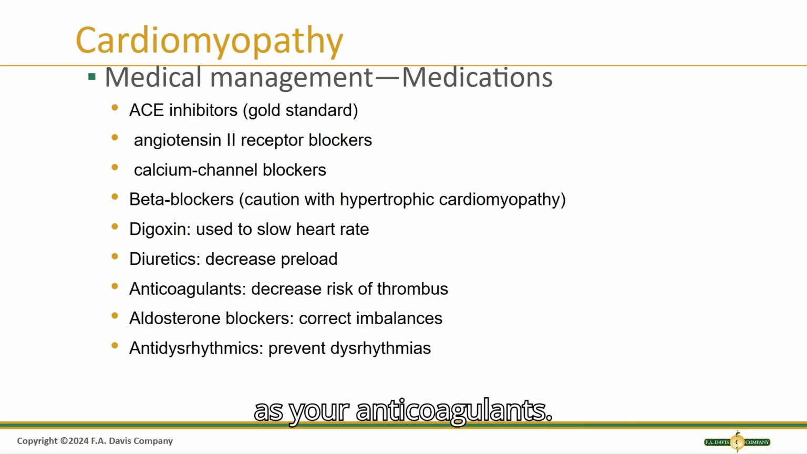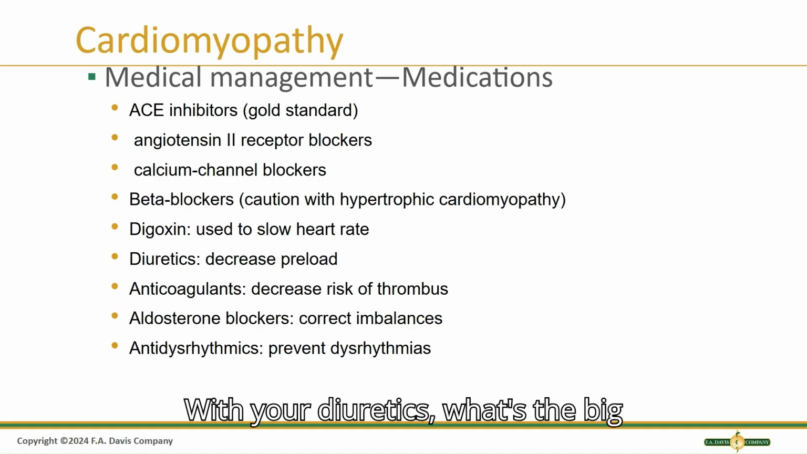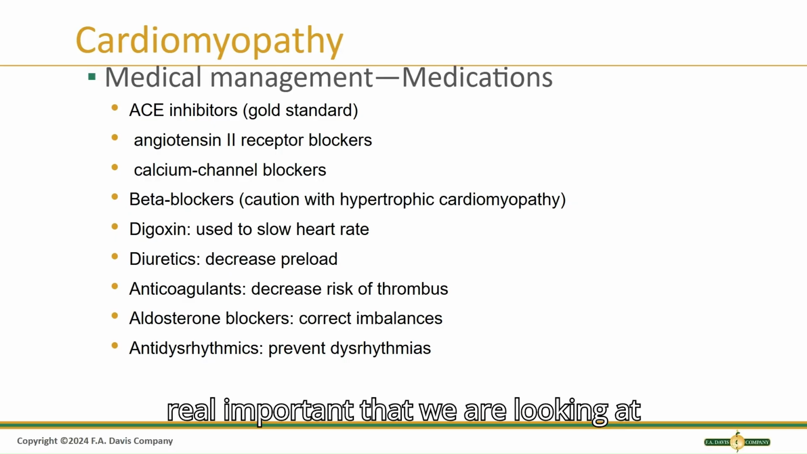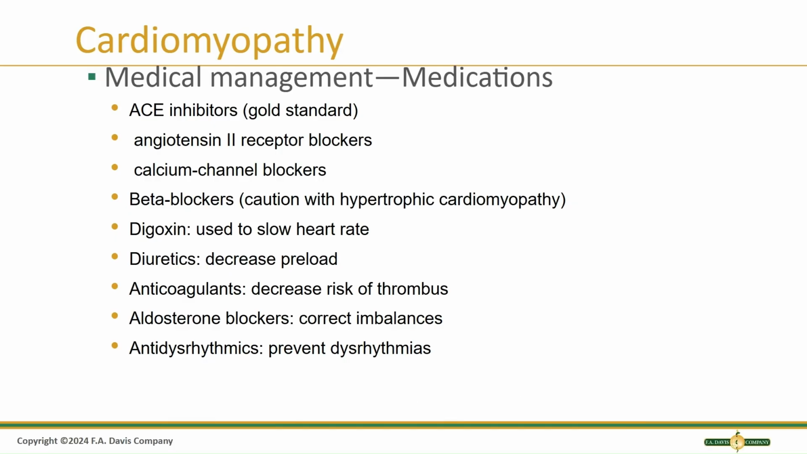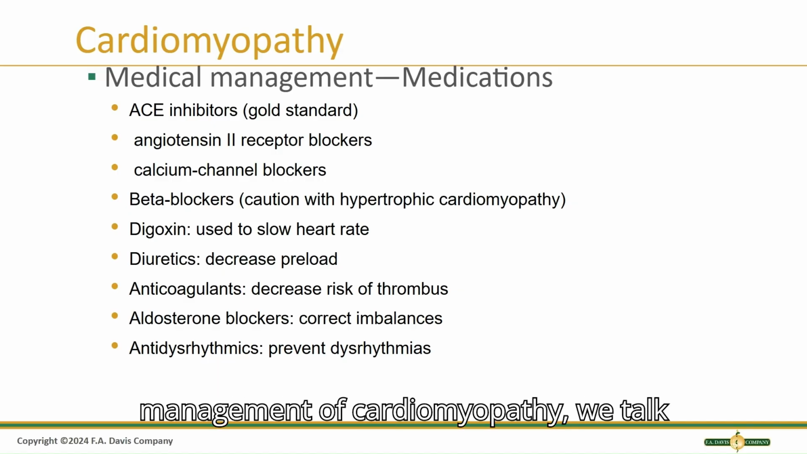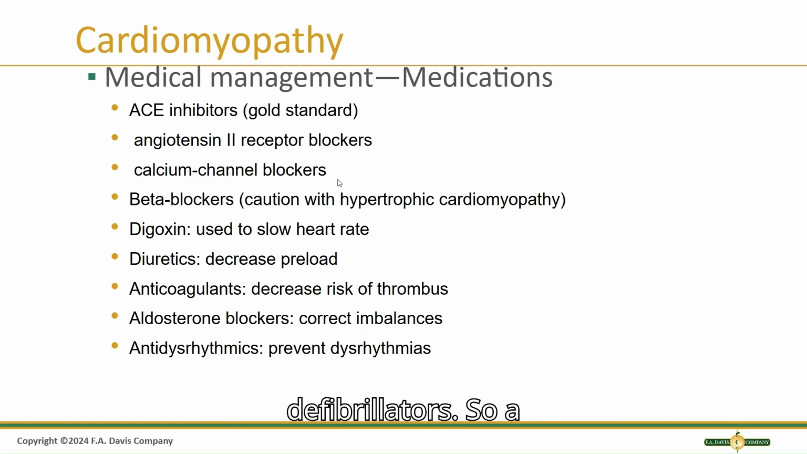Our calcium channel blockers are going to help relax that smooth muscle and cause dilation. Our beta blockers are going to help decrease our heart rate. Digoxin can be used to slow the heart rate and also improve muscle contraction. Diuretics will help decrease that edema and decrease the preload. Anticoagulants are going to decrease the risk of thrombus. Aldosterone blockers will help correct possibly some imbalances.